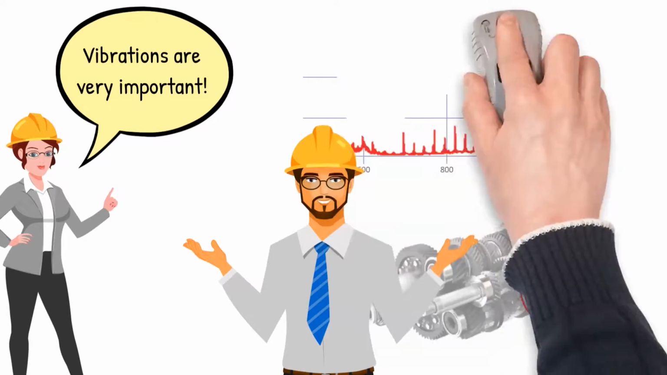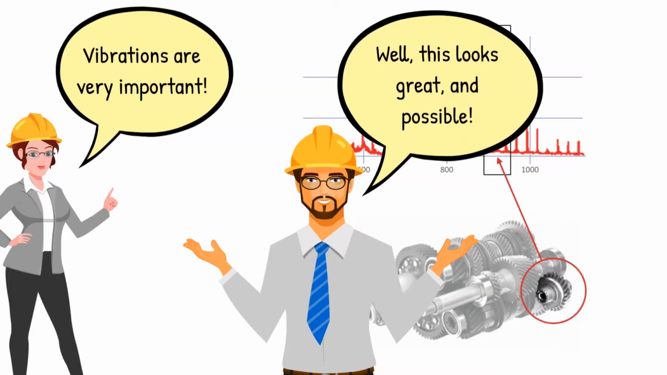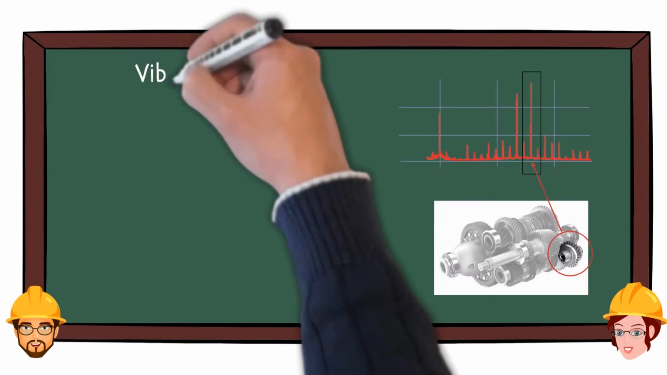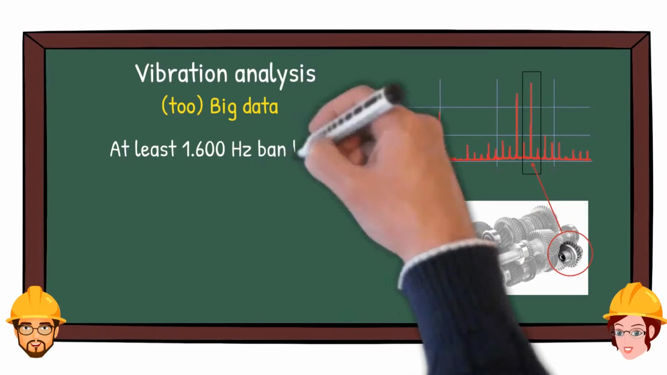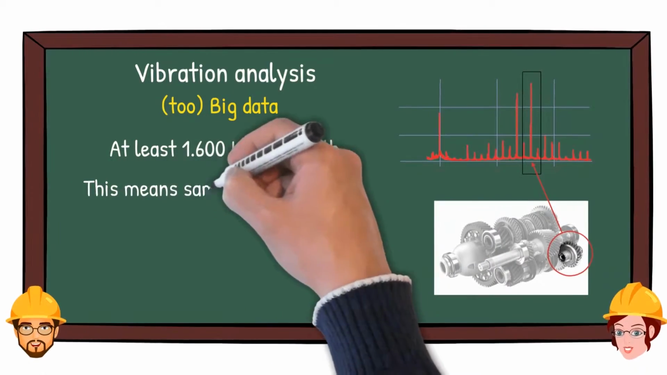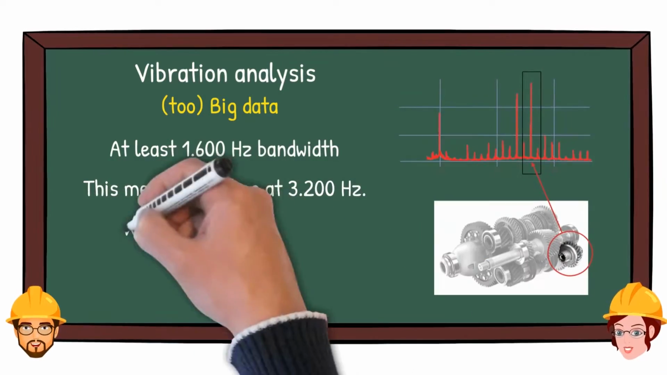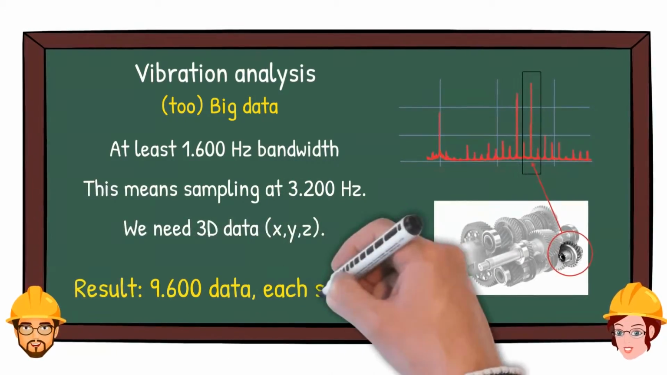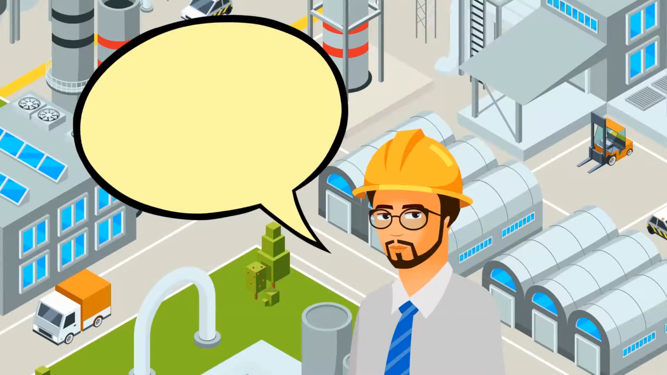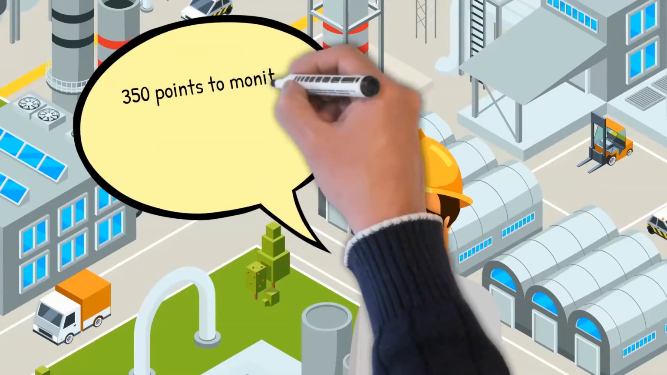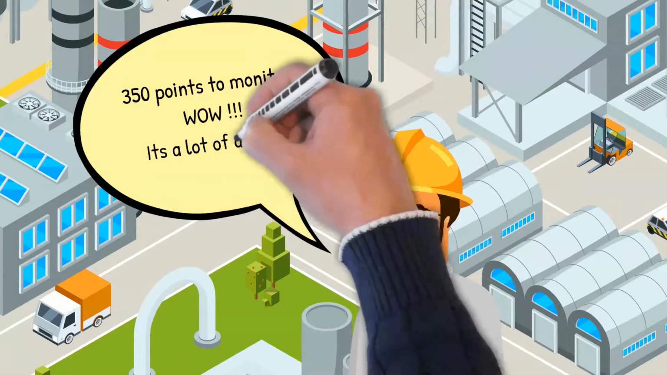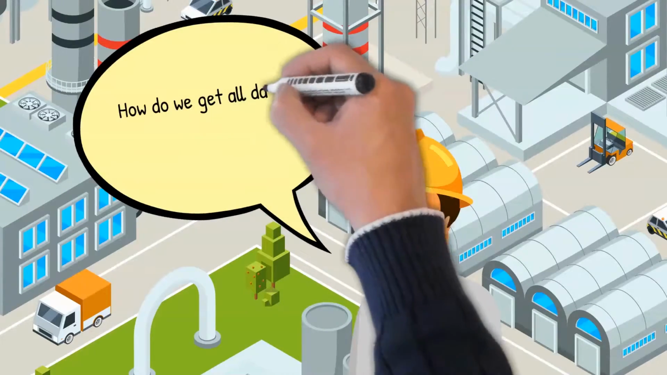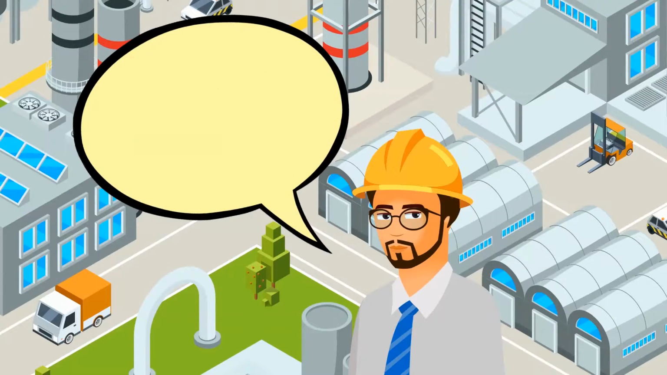Well, this looks great and possible. Vibrational analysis needs at least 1600 Hz bandwidth. This means sampling at 3200 Hz. We need tridimensional data, so we have 9600 data each second. Considering we have at least 350 points to monitor. Wow, it's a lot of data. How do we get all data we need from the field? And once we get them, how do we handle them?